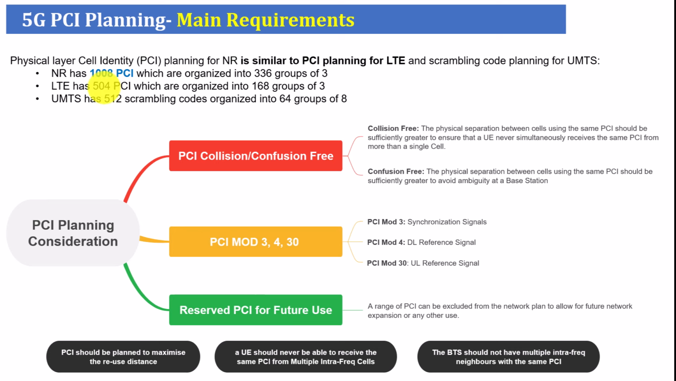For example, they will not consider the complete 1008 PCIs during planning or designing the PCI. They will reserve, for example, 200 or 300 PCIs, let's say from 700 to 1008, for future use, in case you have additional expansion and need to make some femtocells, microcells, whatever. So this can be considered for future use, to be only used by those particular cells. So usually you will see that not all PCIs are being used, and this is common between most of the operators.